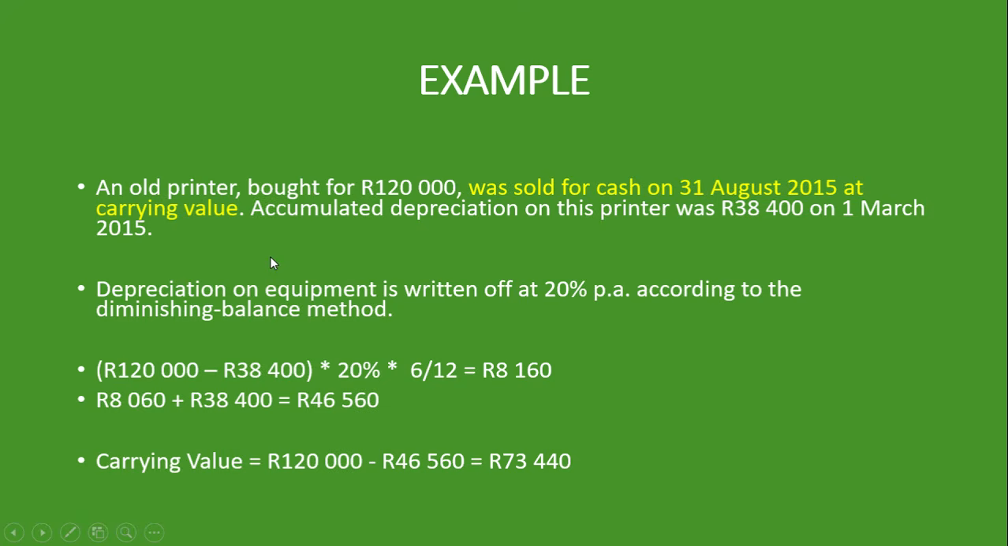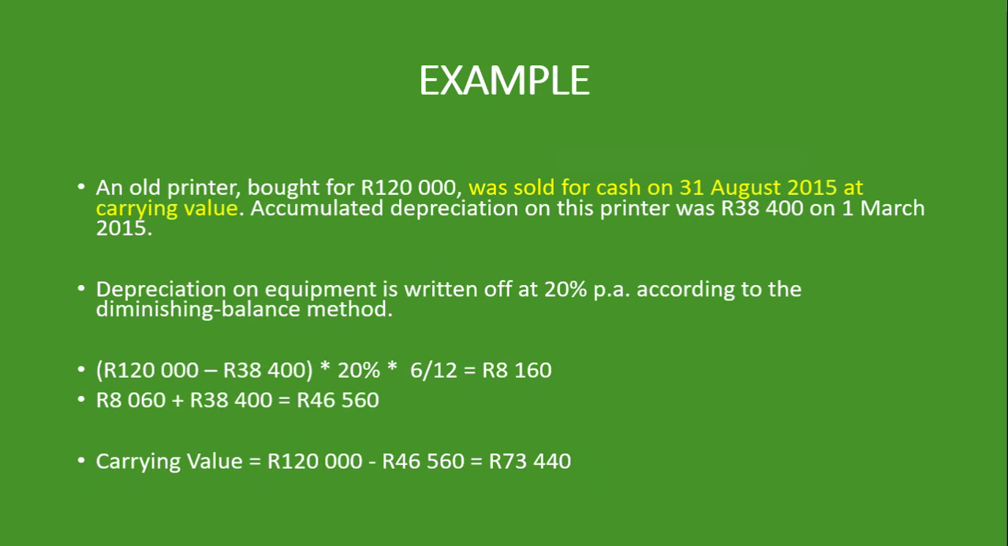Now with carrying value, we know that carrying value is the total cost of the asset minus the accumulated depreciation, the total accumulated depreciation relating to the asset. So we have 120,000 rand minus 46,560 rand that we have for accumulated depreciation, which we had just calculated above here, and then we get a total of 73,440. That is the carrying value.